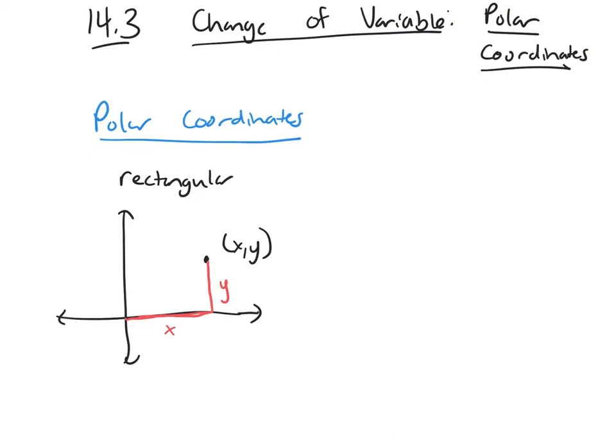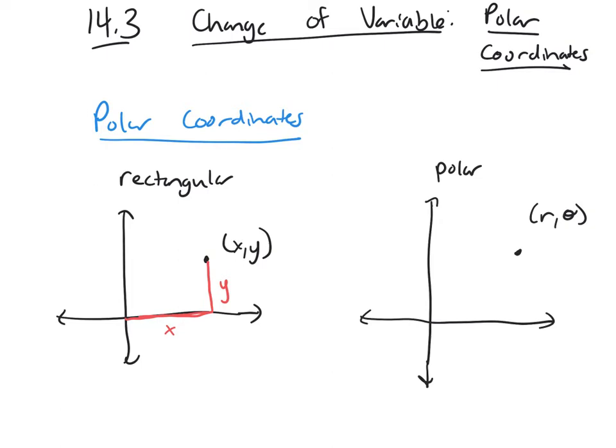And in polar, we represent points a little bit differently. Instead, we represent a point by r comma theta. So for that same point, r represents the distance the point is from the origin, and theta is this angle right here from the positive x-axis up to that line segment.